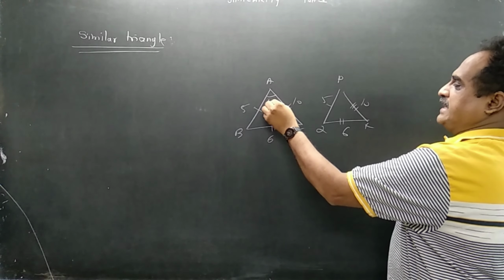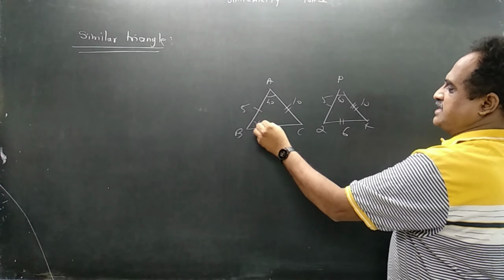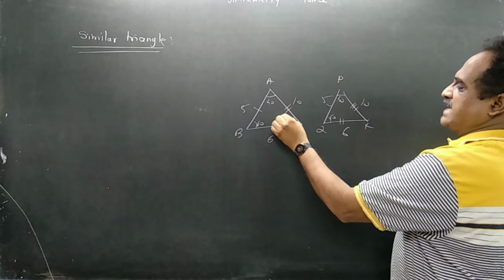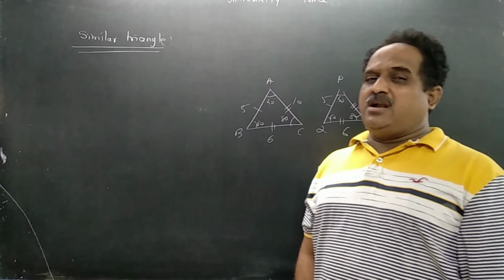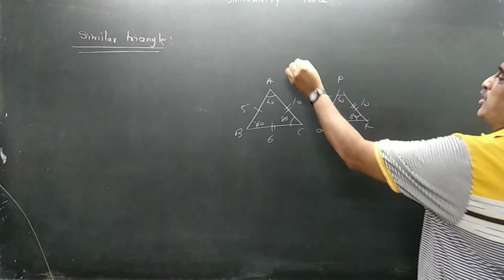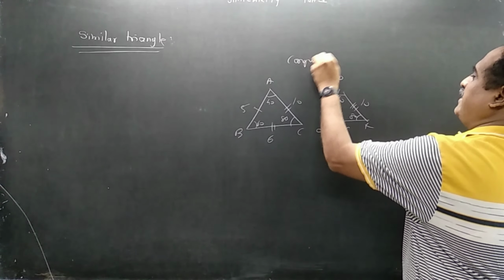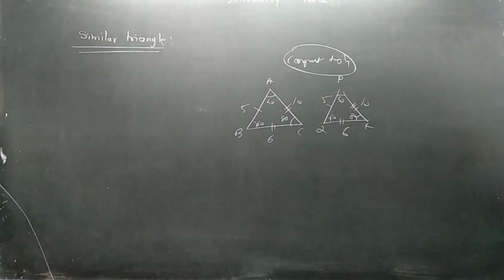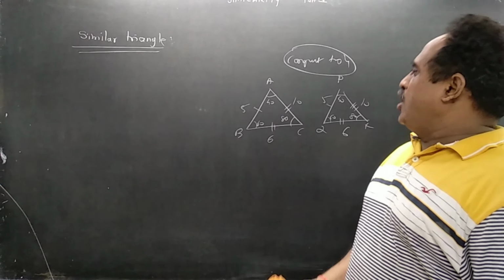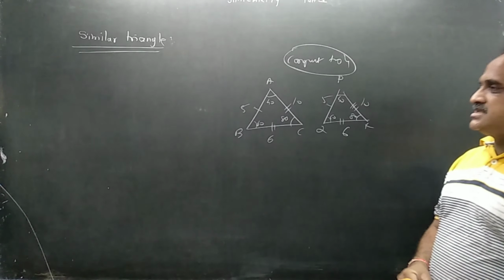If it is 40, this will be 40. If it is 60, this will be 60. If it is 80, this will be 80. Means it is like that. And these triangles are called what? Congruent triangles. But the congruent triangle part was there in 9th standard. And at that time I told you to remember only one thing, congruent triangles means twins.